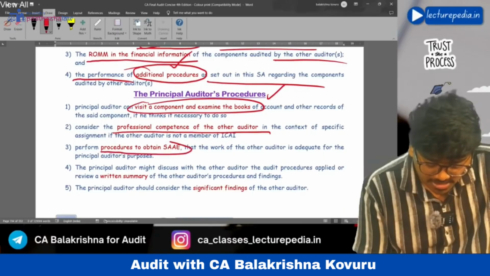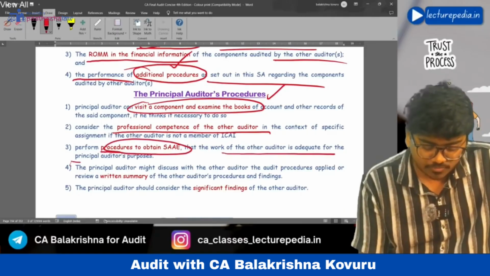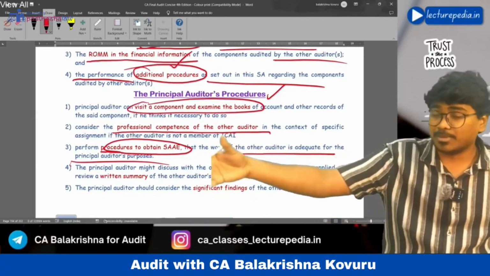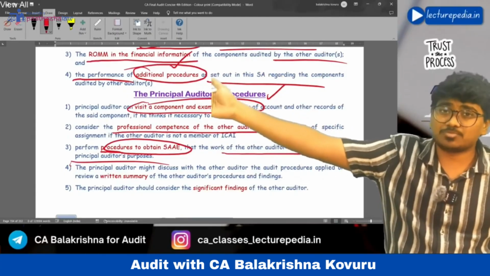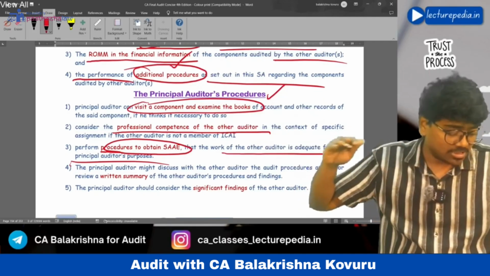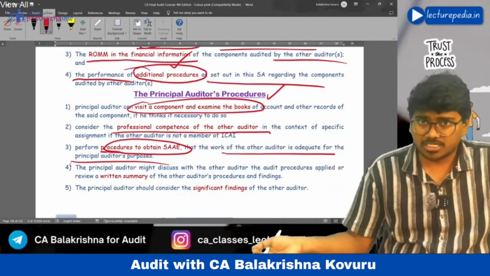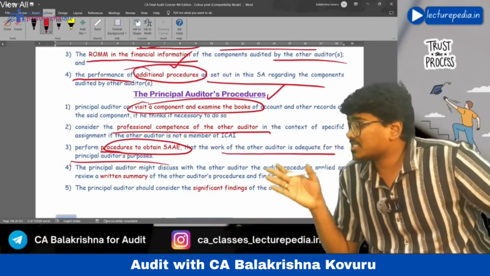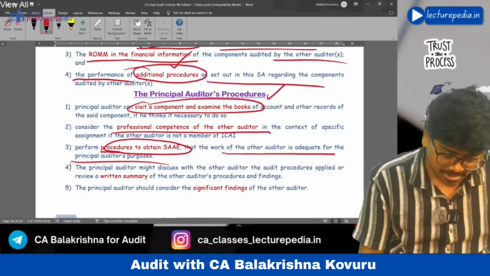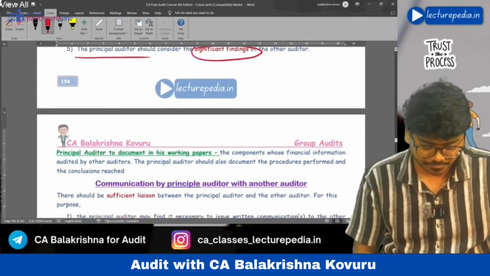He will perform procedures to obtain sufficient appropriate audit evidence that the work of the other auditor is adequate for the principal auditor's purposes. The other auditor has audited the components, but whether that work is useful for the purposes of the principal auditor or not will also be checked. Next, the principal auditor will discuss with the other auditor what procedures the other auditor has performed in the audit of component financial statements. Next, the principal auditor should consider significant findings of the other auditor.